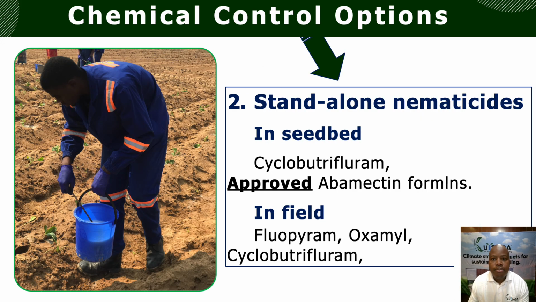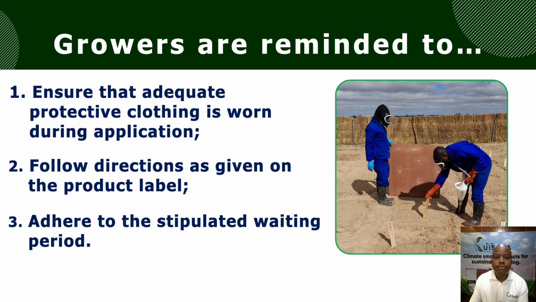In terms of your chemical control options, for standalone nematicides in the seedbed, we have very few options. We have cyclobutrifluram, which can be applied at sowing, as well as approved abamectin formulations. In the field, there are several options like fluopyram, oxamyl, as well as cyclobutrifluram. Growers are reminded to ensure that adequate protective clothing is worn during the application of these nematicides. It's important to follow directions as given on the product label and also to adhere to the stipulated waiting period for your fumigant nematicides.